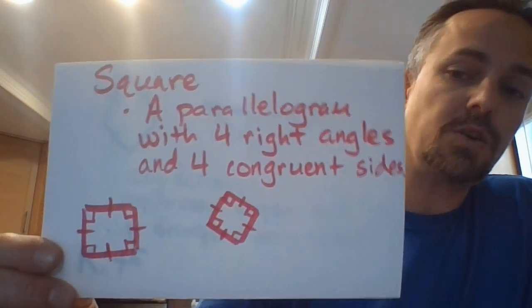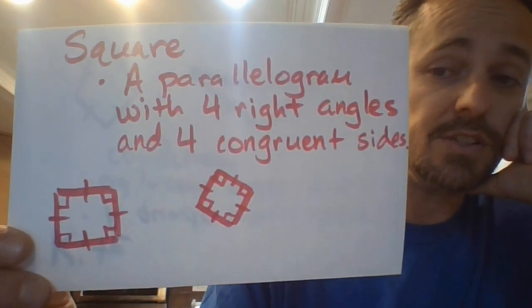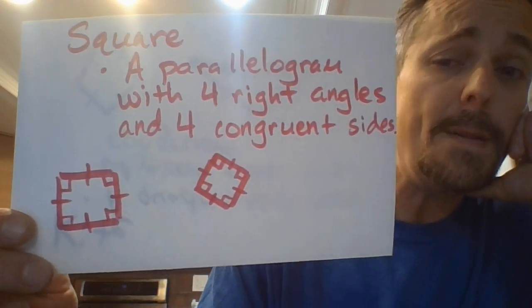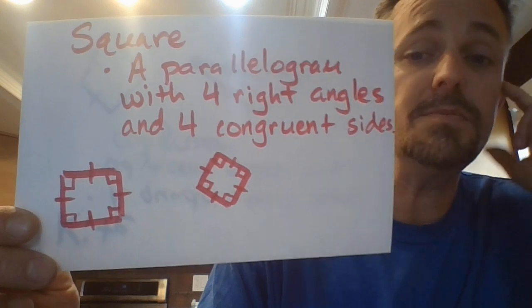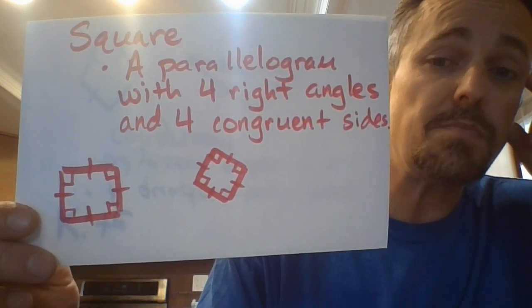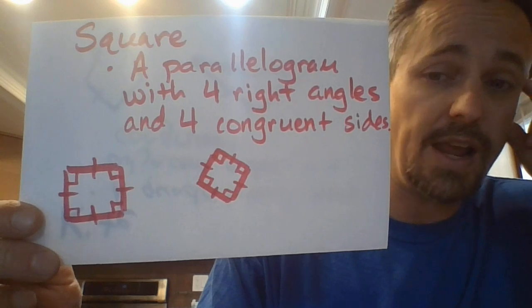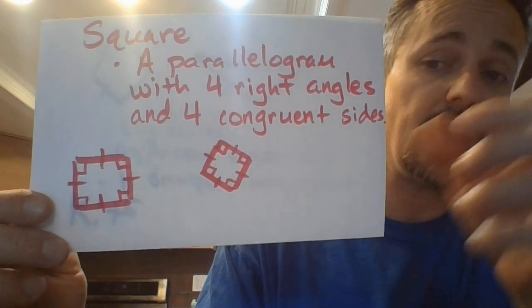Okay, so now we're going to go to something that's sort of a combination of a rectangle and a rhombus, and I'm wondering if you can figure out what that is. If you guessed that it is a square, you are correct. Now, we've known about squares probably since preschool, but we now need to analyze them geometrically. So a square is a parallelogram with four right angles and four congruent sides, right?